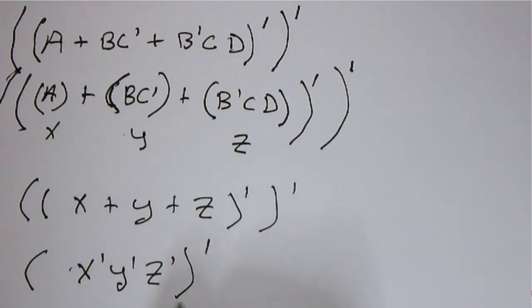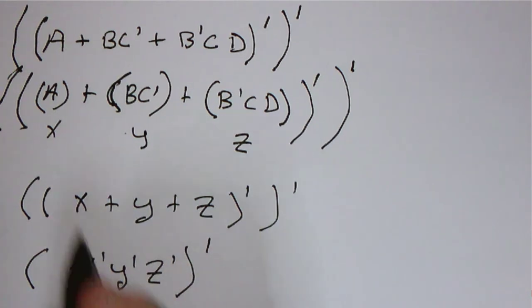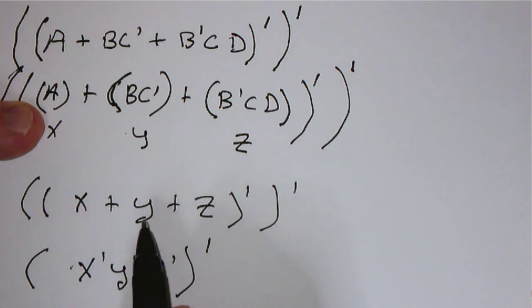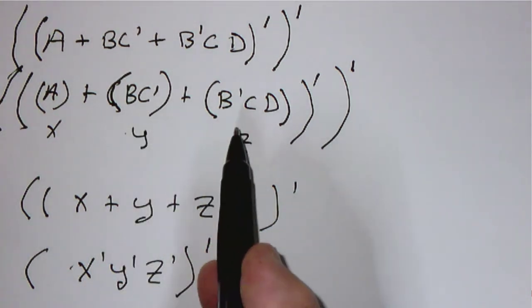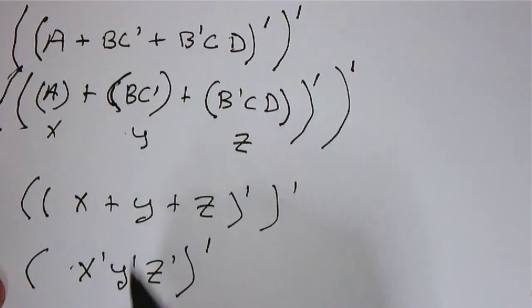Now, what do you see here? Well, you have these three things, and they're ANDed together. Now, when we substitute back in, we have just a single variable here, but when we substitute these back in, we get an AND gate that's inverted.